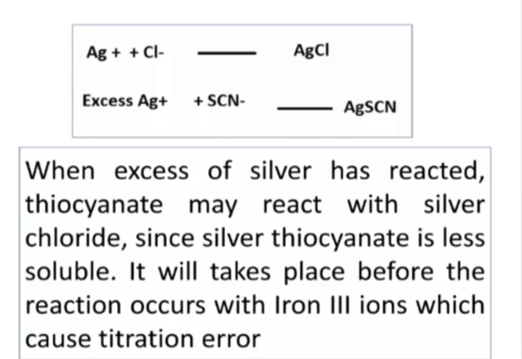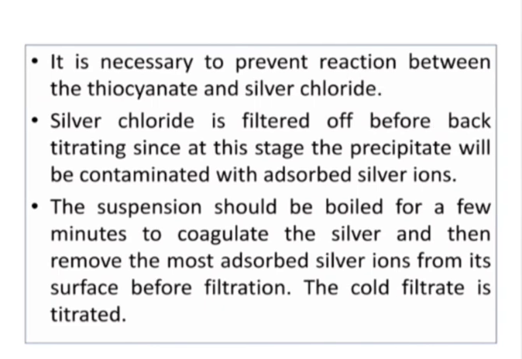When excess silver has reacted, thiocyanate may react with the silver chloride, since silver thiocyanate is less soluble. This takes place before the reaction occurs with the iron(III) ions and causes titration error. It is necessary to prevent reaction between the thiocyanate and silver chloride. Silver chloride is filtered off before titrating, since the precipitate will be contaminated with adsorbed silver ions. The suspension should be boiled for a few minutes to coagulate the silver chloride and remove most of the adsorbed silver ions from its surfaces.